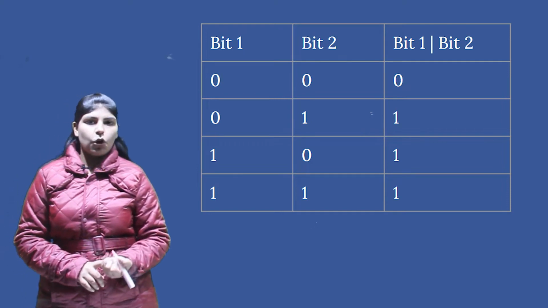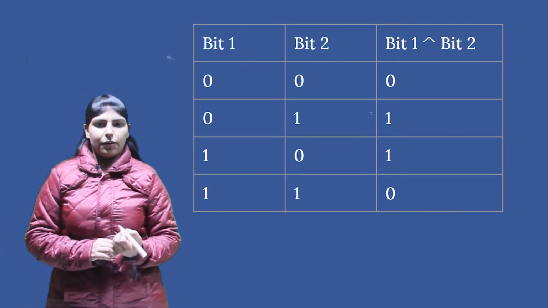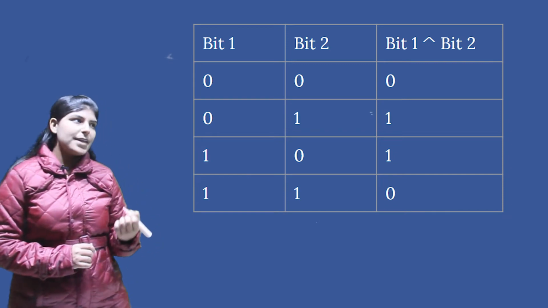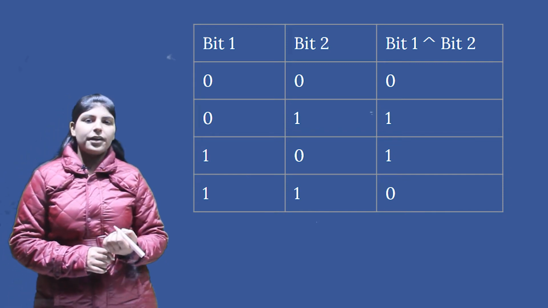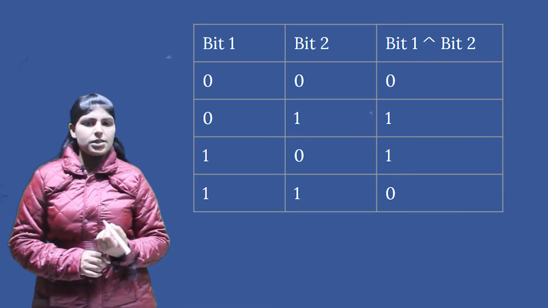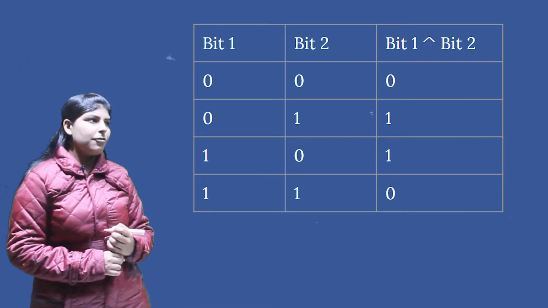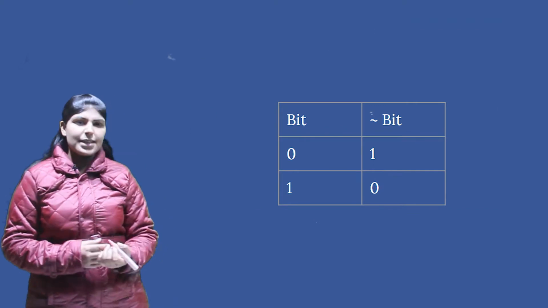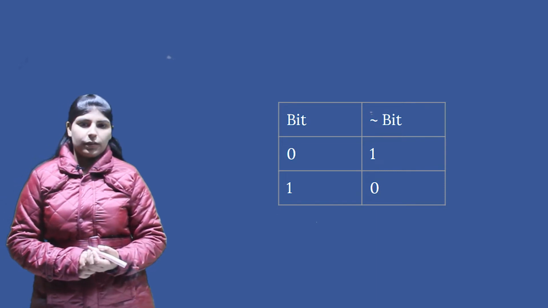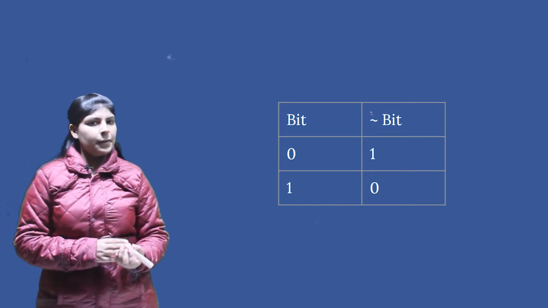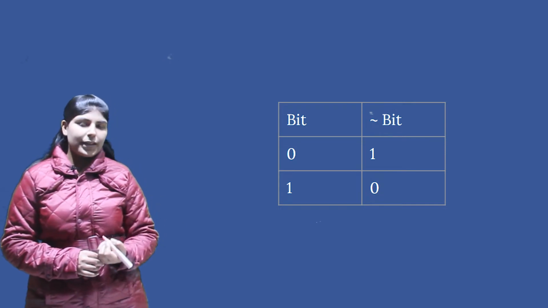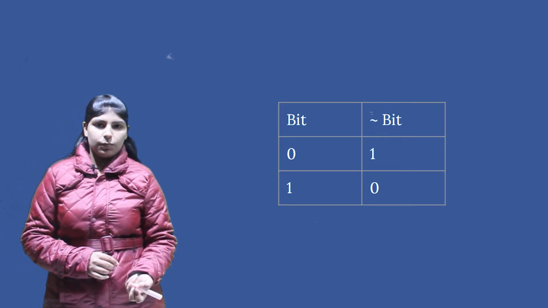Next we have XOR. How does bitwise XOR function? This is the truth table of bitwise XOR. If both the bits are the same, bitwise XOR returns 0. If the bits are different, bitwise XOR returns 1. Next we have bitwise NOT. This takes one bit as input, that's why it is also a unary operator. It complements the input bit. If the input bit is 0, it returns 1. If the input bit is 1, it returns 0.